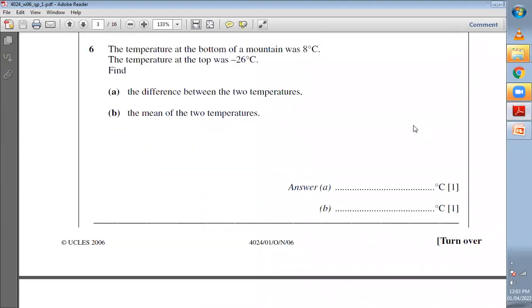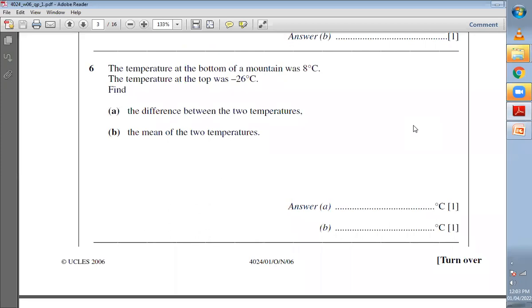So that was question 5. Now we are on question number 6. The temperature at the bottom of a mountain was 8 degrees centigrade. The temperature at the top was minus 26 degrees centigrade. Find, a part, the difference between the two temperatures. So from this higher temperature, subtract this lower temperature.